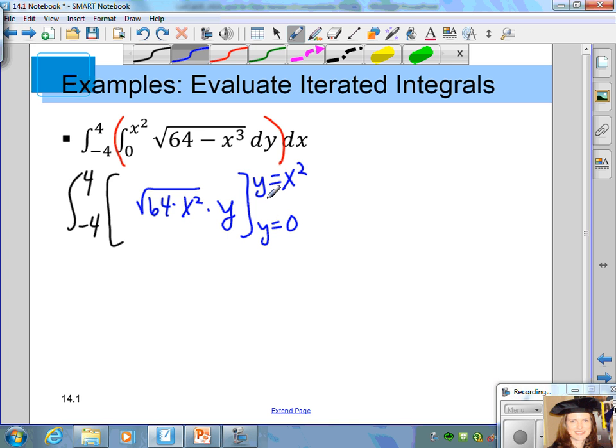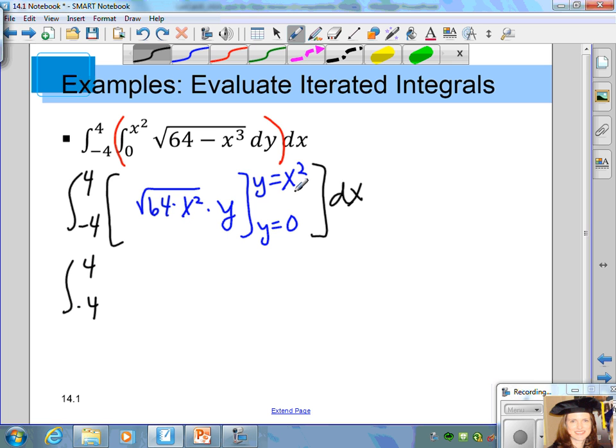Again, I put those y equals in the bounds so I remember what to plug in. There are two variables here, so you want to make sure you remember to plug in the right one. And then after you simplify that, you're going to be able to write it as a single integral.